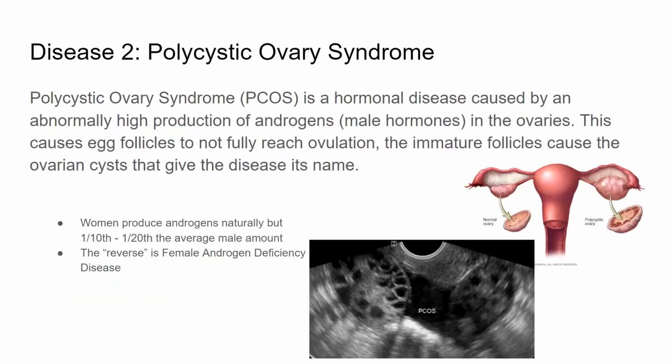The second disease is polycystic ovarian syndrome, which is a hormonal disease caused by an abnormally high production of androgens, which are male hormones, in the ovaries, which causes the egg follicles to not fully reach ovulation. And these immature follicles get kind of stuck and cause these ovarian cysts that give the disease its name. And little fun facts, I guess, are not really fun. Women produce androgens naturally, so all women produce androgens, but more like 1/10th to 1/20th the amount that males produce. And the reverse of this is female androgen deficiency.